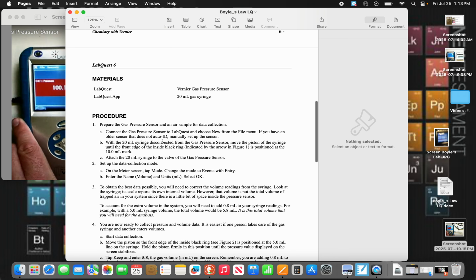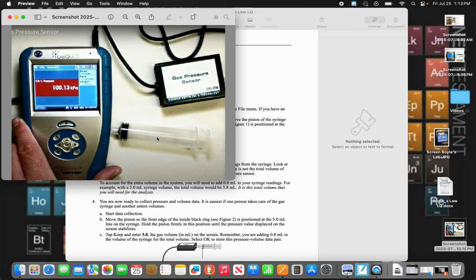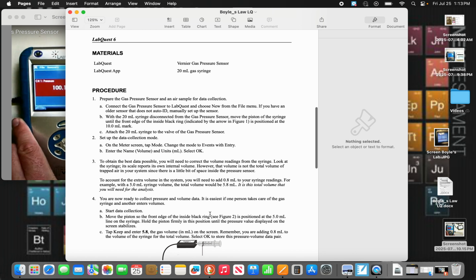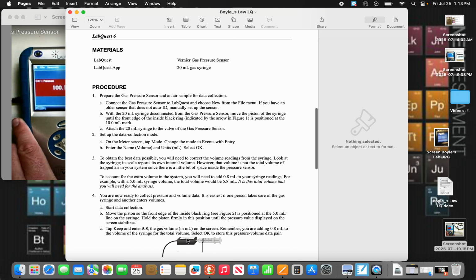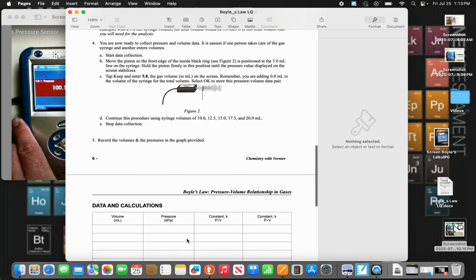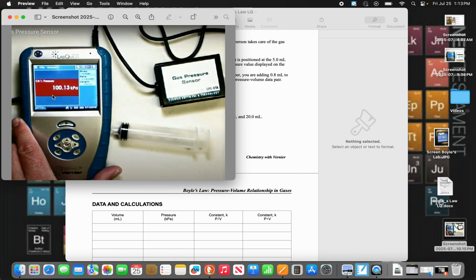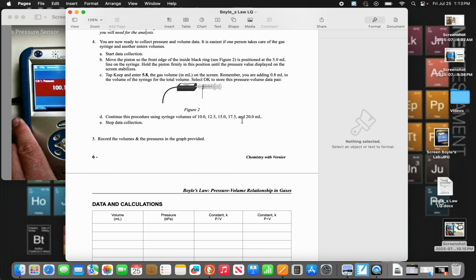All right, so when we're going to do this lab, you're going to attach the sensor at 10 milliliters. Now, because this sensor has a volume of its own, we're going to add 0.8 milliliters. So when you do the first volume, it should be 10.8 milliliters instead of 10 milliliters. You're then going to record the pressure in kilopascals. You're then going to pull it back to 12.5 on the syringe.